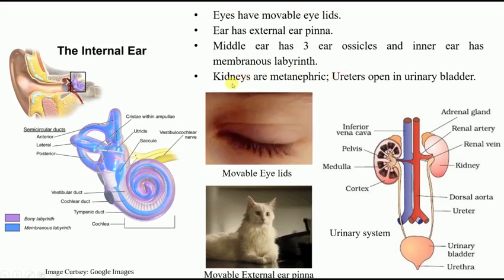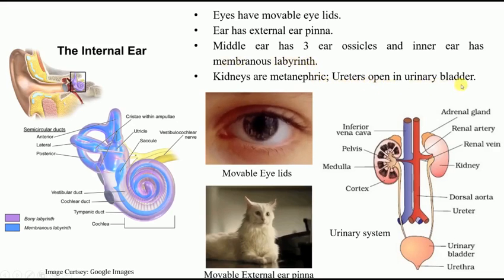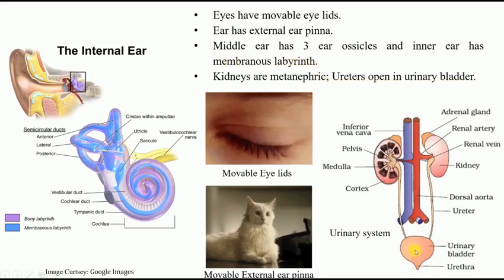Then as far as the excretory system is concerned, it consists of well developed kidneys, and obviously the kidneys are metanephric, or one can say the most developed kidneys are found among the mammals. These kidneys are of the metanephric type, and the ureter opens into the urinary bladder. So there is temporary storage of the urine in the sac-like structure known as the urinary bladder.